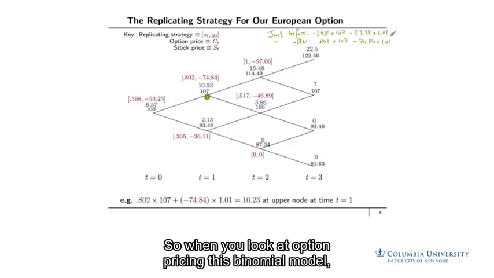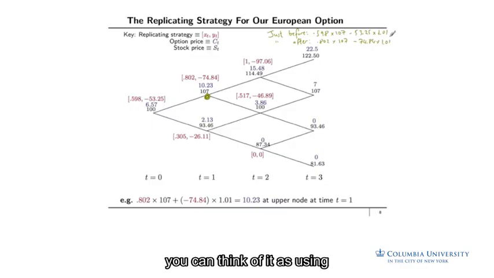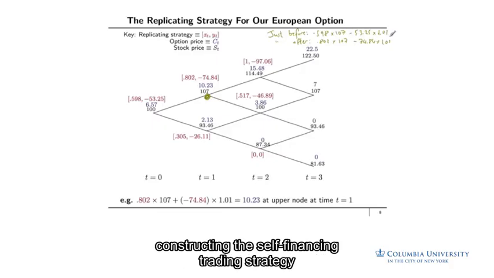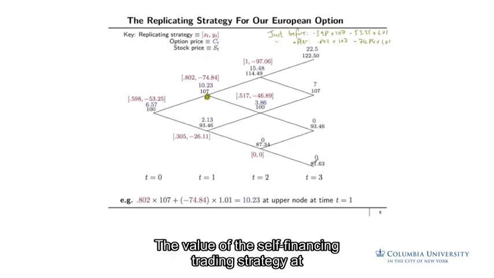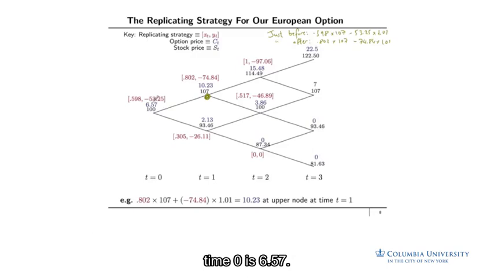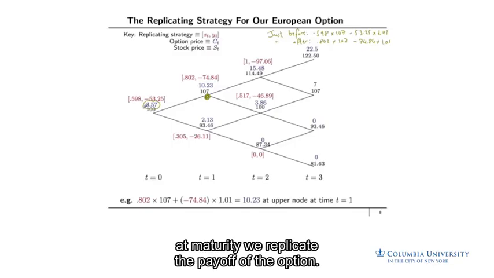So when you look at option pricing in this binomial model, you can think of it as using the risk-neutral probabilities, working backwards one period at a time to compute the price. But what you're also implicitly doing is constructing the self-financing trading strategy that replicates the payoff of the option. And the value of the self-financing trading strategy at time 0 is 6.57. And this is called dynamic replication. What you're doing is using a trading strategy which adjusts the holdings in the stock and the cash account at each time so that at time t equals 3, at maturity, we replicate the payoff of the option.